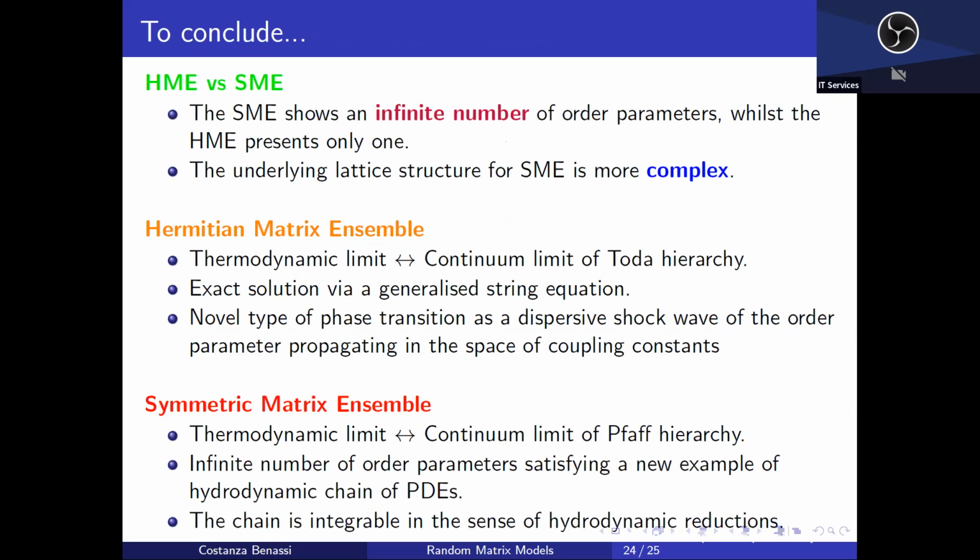So I almost made it in time. Long story short, we have two very different examples of matrix ensembles. Though the way we treat them is very similar, what we find is actually very different, because the continuum limit of the HME can be written in terms of just one PDE per time, while here we have an infinite chain of PDEs for the SME for each time.